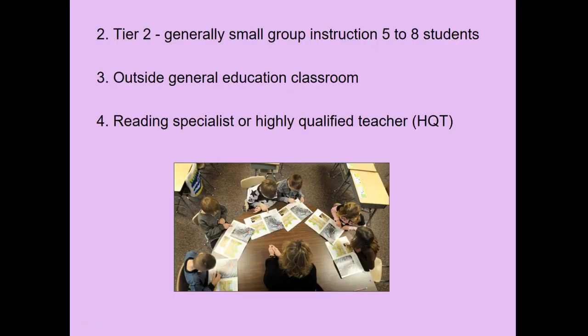Tier 2 is generally small group, anywhere from 5 to 8 students. It's outside the general education classroom. It can be multi-level, meaning you have grades 2 and 3 students, or grades 1 and 2, or 2 and 3 students together. And it needs to be conducted by a reading specialist or a highly qualified teacher of reading.